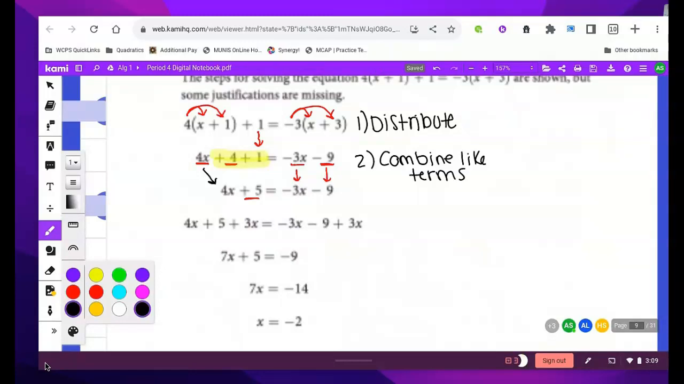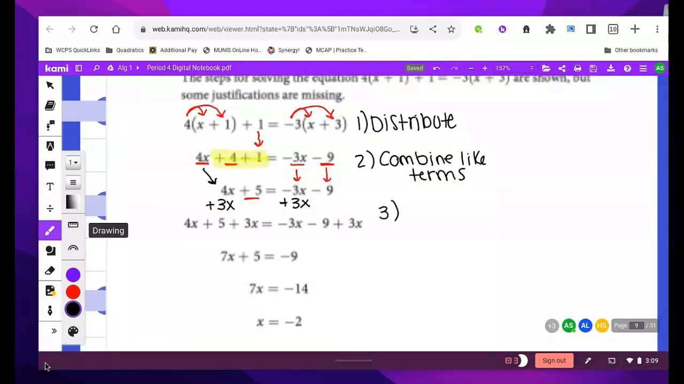So now I want you to notice that on this side, we are going to move the 3x to the other side of the equation. And we do that by using the opposite. So we see a minus 3x, so we need to add 3x on both sides. So this would be step 3. Move all your variables to the left side.